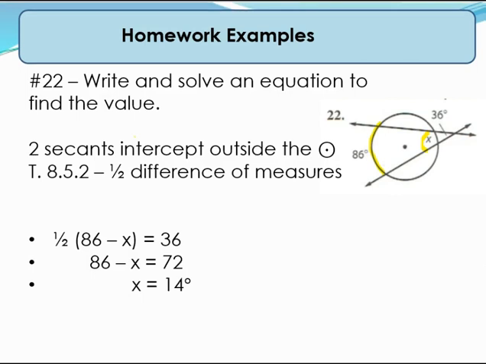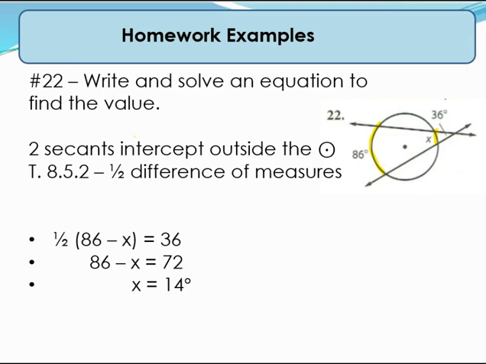For number 22, we need to write and solve an equation to find the value. So let's take a look at what our figure is. We have a circle that is interacting with 2 secants. They intersect outside of the circle. We're actually solving for an arc measure, and I'm going to change this, and we're solving for arc X. So instead of solving for the angle, we're solving for one of the arcs.